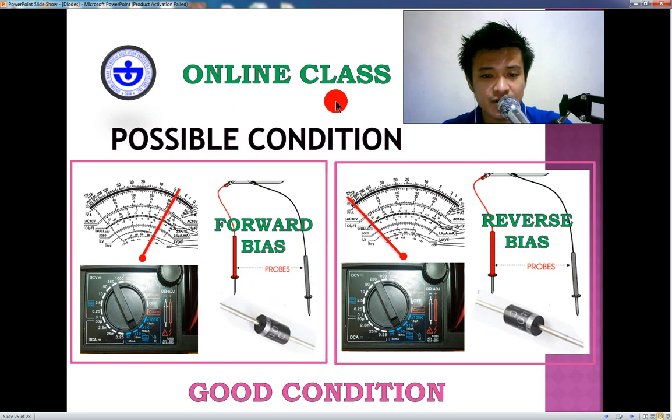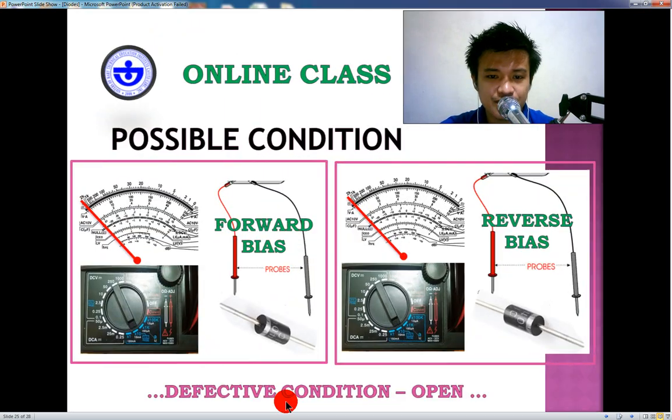Then if these are the results of your testing during forward bias and reverse bias, then the condition of your diode is good. Yes, your diode is in good condition. You do not need to replace it in your circuit. It is functional. So I hope that is clear.